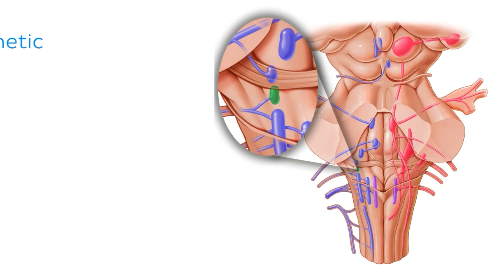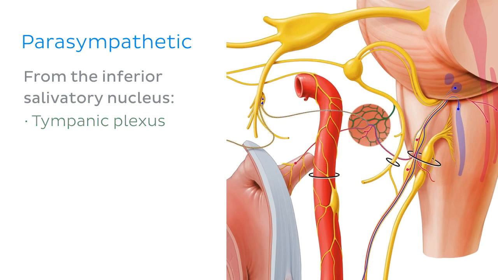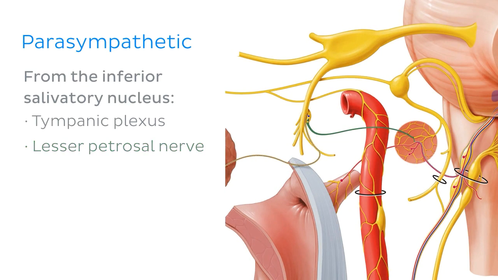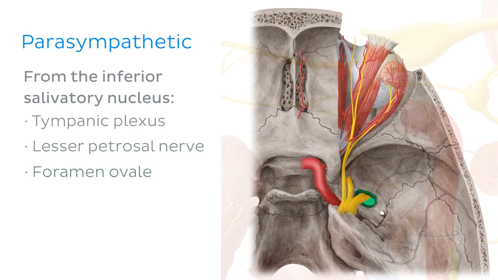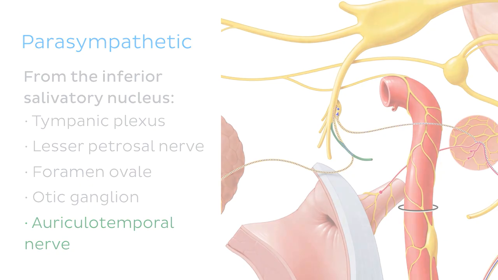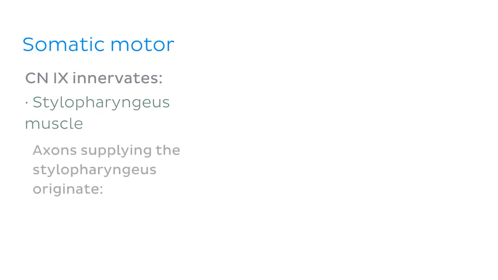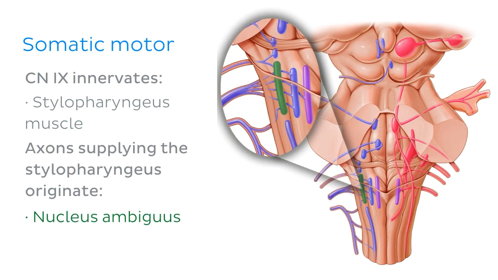Next up are the parasympathetic functions. The parasympathetic function of the glossopharyngeal nerve supplies secretomotor fibers to the parotid gland, going from the inferior salivatory nucleus to the tympanic plexus, to then the lesser petrosal nerve, then the foramen ovale, the otic ganglion, as you can see here, and to the auriculotemporal nerve. Last but not least, we will look at the somatic motor function quickly. The glossopharyngeal nerve innervates the stylopharyngeus muscle, with nerves originating from the nucleus ambiguus in the medulla oblongata.